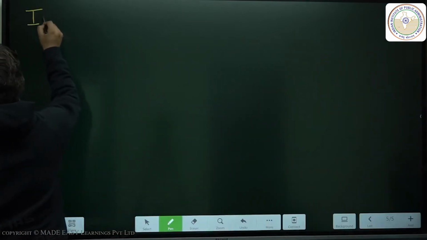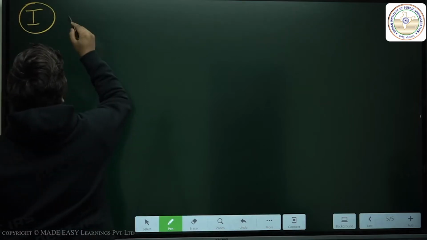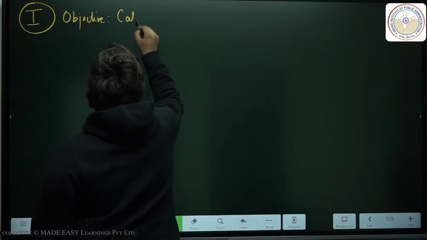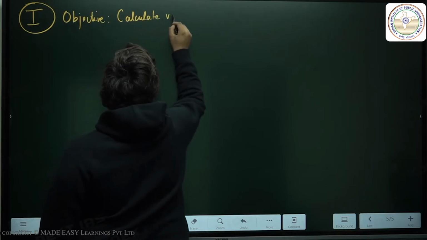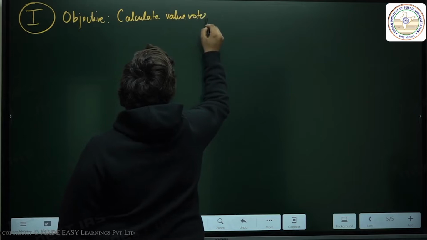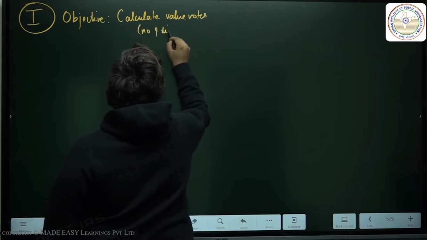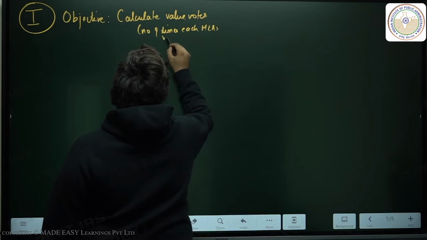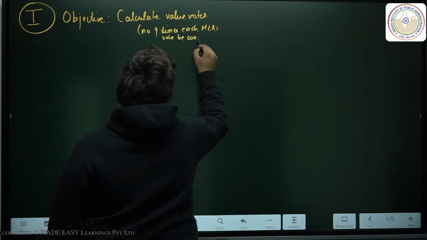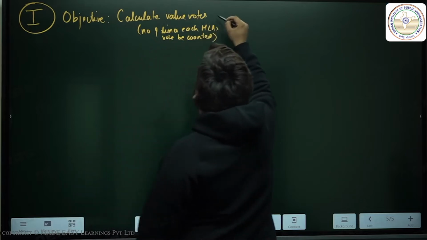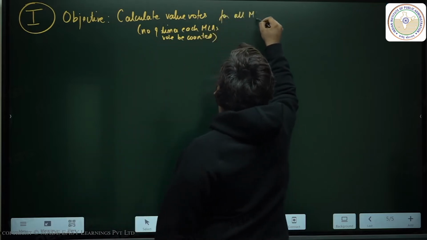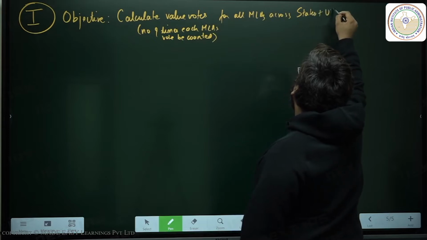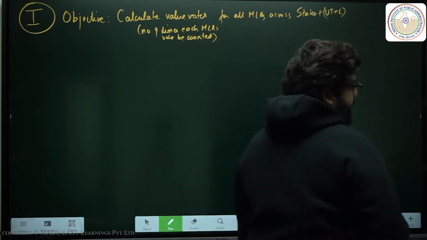let's start with the first stage. Our objective of the first stage, our aim of the first stage is to calculate the value votes, which is nothing but the number of times each MLA's vote will be counted, for all MLAs across states and union territories with legislatures.